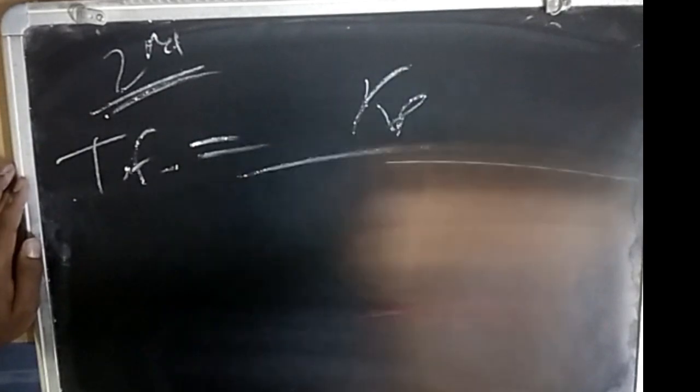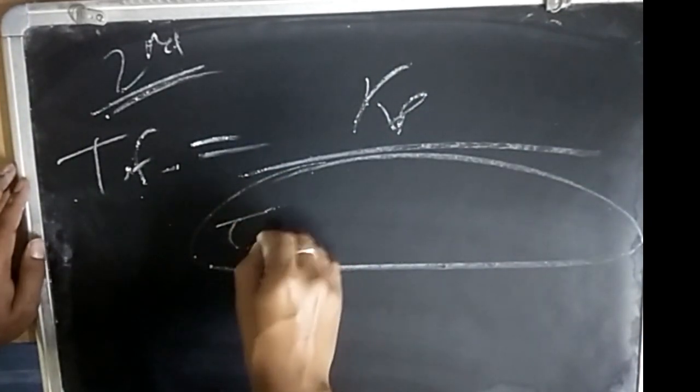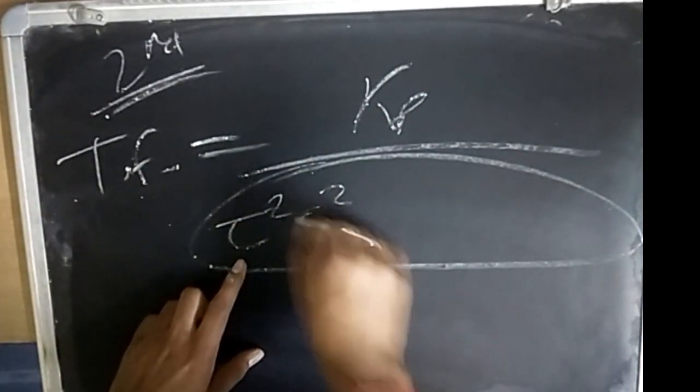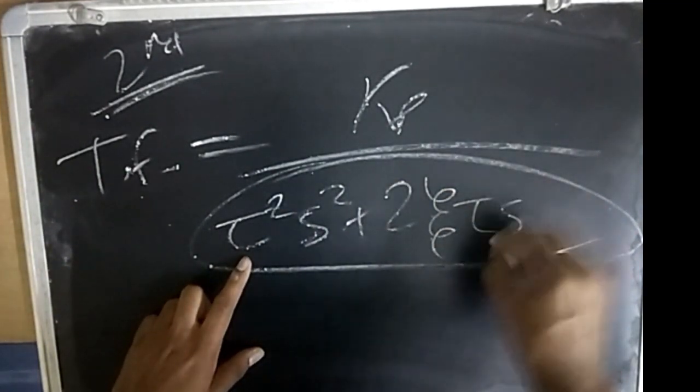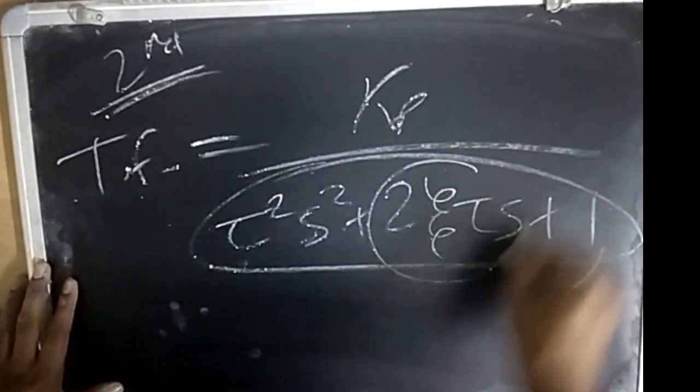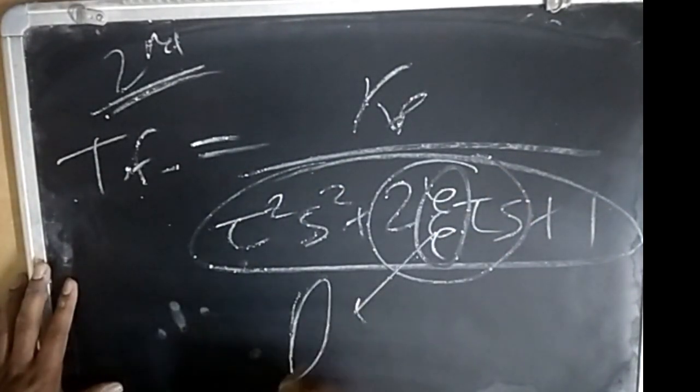Now the next thing is let's move to second order, because first order is complete. So for second order, just remember that the transfer function, I will write TF, is Kp over tau square S square plus 2 zeta tau S plus 1. I will explain this lower term; it is very important because it has the damping coefficient.